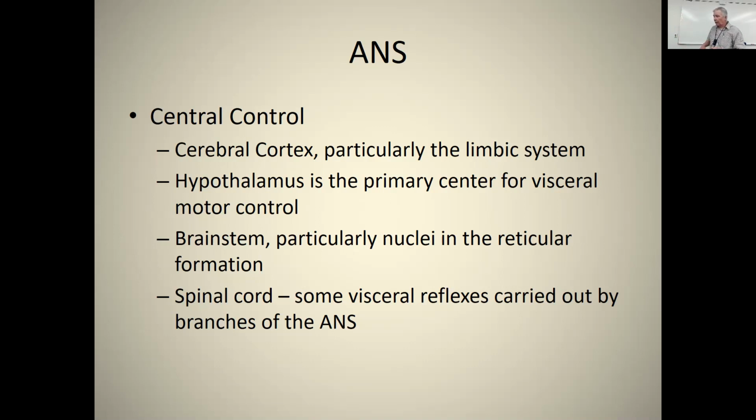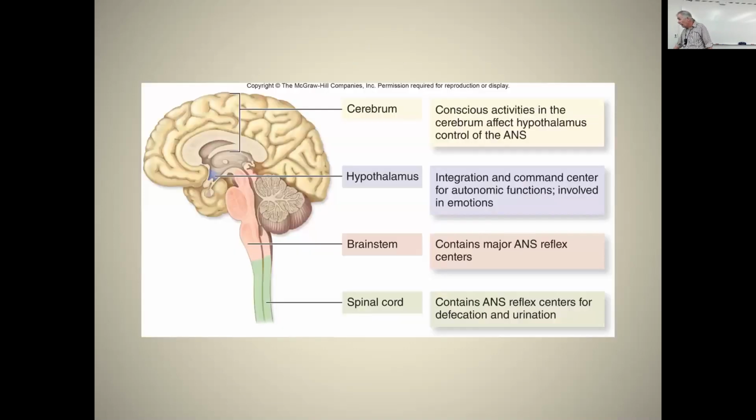Some visceral reflexes are carried out by branches of the ANS right in the spinal cord. Cerebrum: conscious activities in the cerebrum affect hypothalamus control of the ANS. So fear or anxiety or something coming from the limbic system can affect the hypothalamus. It's the integration control command center for autonomic functions involved in emotions.